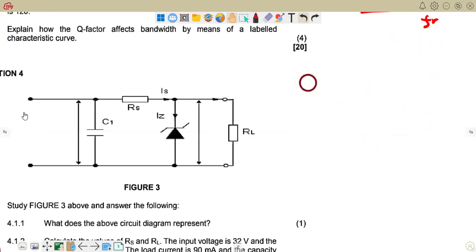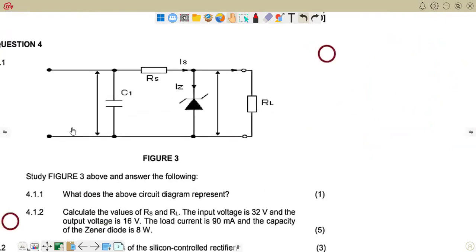Question 4 is saying, study figure 3 above and answer the following. What does the above circuit represent? So that's a voltage regulator that is using a Zener diode that we've been given there. A voltage regulator with a Zener diode, right? The next question now is saying calculate the values of RS, RL, right?